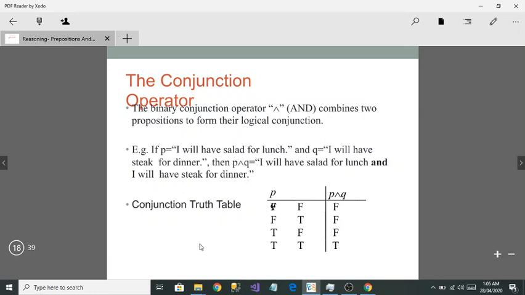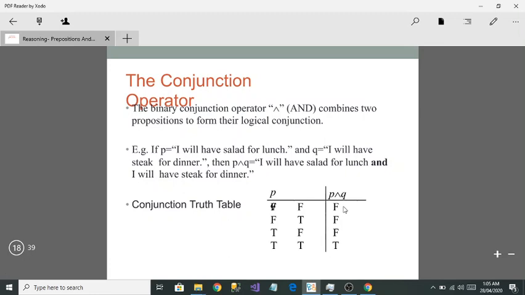Now if you look at its truth table, P is basically true, false, true, true, false, true, false, true. So true, false will be false. That means if one proposition is true and the other is false, it's going to be false. And means both the statements should always be true. Always remember this: and means both the propositions should always be true. If one is false, then the whole sentence is going to be false.